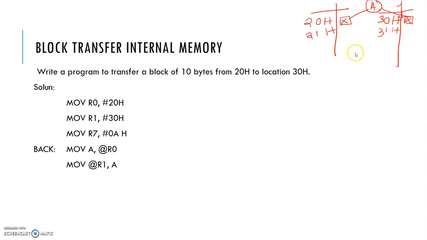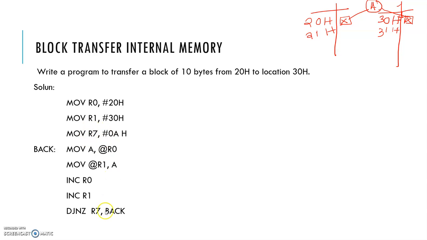So we are incrementing R0 and R1 so that they point to the next locations. R0 points to 21 hex and R1 is pointing to 31 hex. And we need to repeat the loop, that is, we need to take data from 21 to the accumulator and place the data in 31 hex from the accumulator. So we need to repeat this loop 10 times.